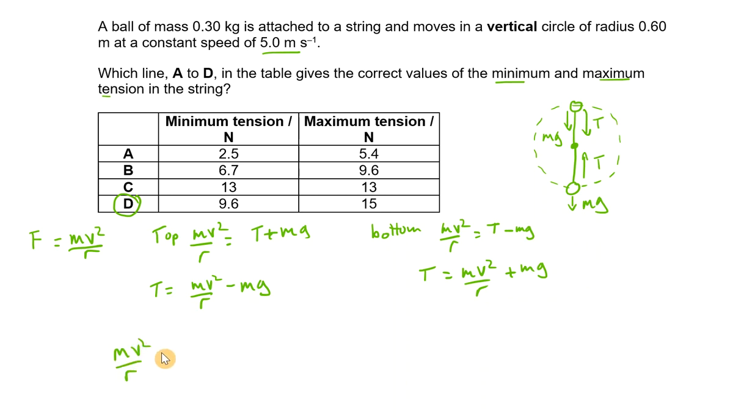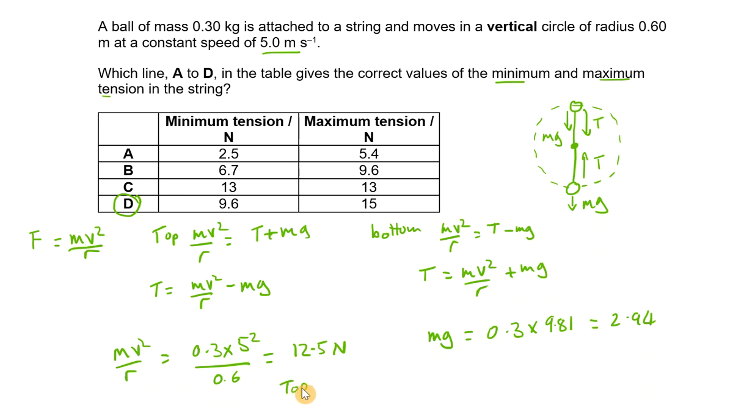Let's find the centripetal force. So the mass is 0.3 kilograms. The velocity is 5 meters per second, and the radius is 0.6 meters. If I put all those things into my calculator, I get an answer of 12.5 newtons. Now I can find the weight, which is the mass times the gravitational field strength. The mass is 0.3 kilograms, gravitational field strength 9.81 meters per second squared. We get an overall weight of 2.94 newtons.